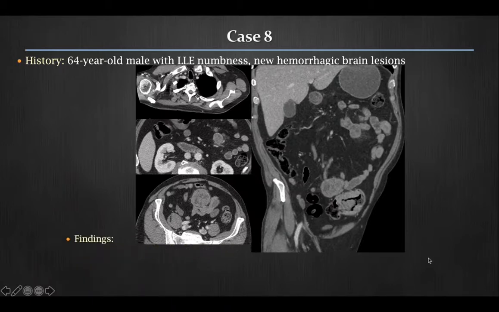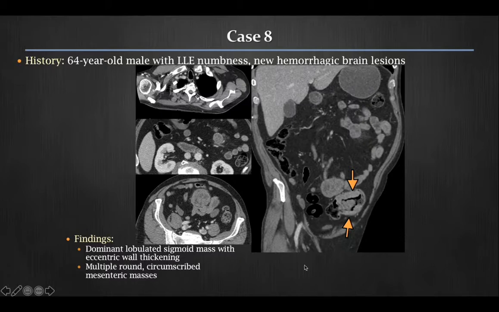Findings in the images we have here. Some of these are tricky to see without being able to scroll through it, but we'll go through them. There's an annular mass in the sigmoid colon with associated eccentric wall thickening, and there are a bunch of rounded soft tissue masses throughout the mesentery, and a bunch of little tiny subcutaneous nodules that you see in the upper back on the top image.